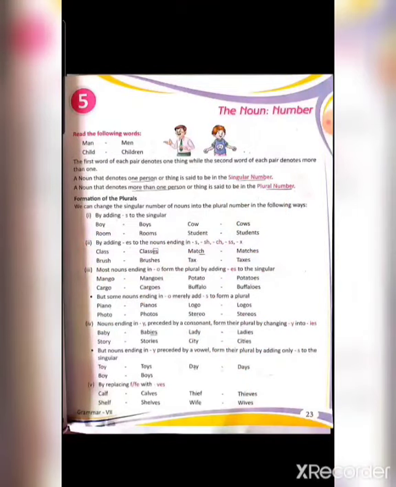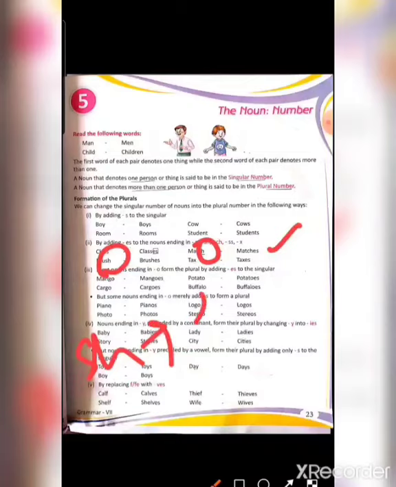Let us understand with the help of an example. It's given class, so it will become classes. Match, at the end we can see ch, so it will become matches by adding es. Brush, sh is there, so how you will make it plural? By adding es to them. Brushes. So tax is given, x is there, so we will write es to the word to make it plural.